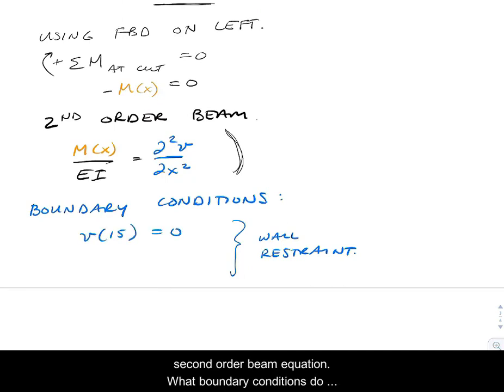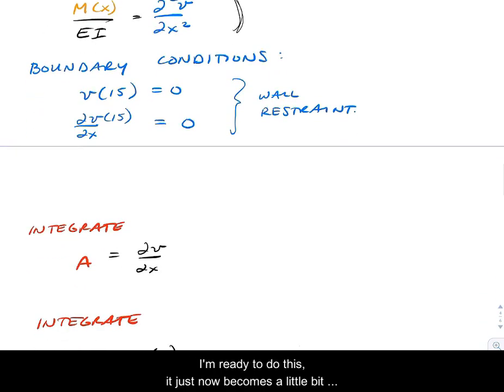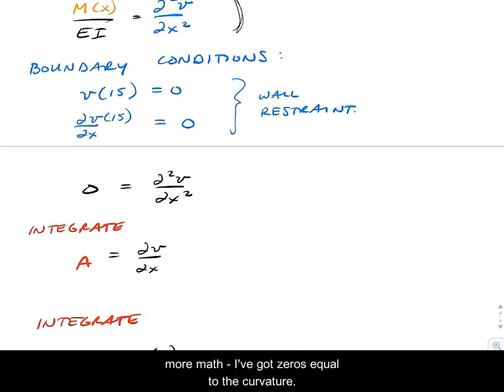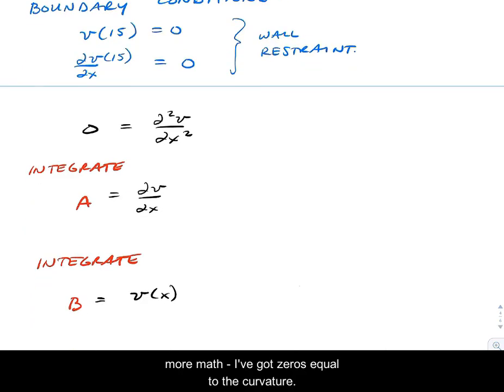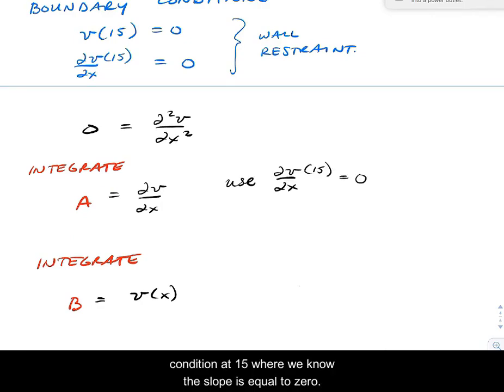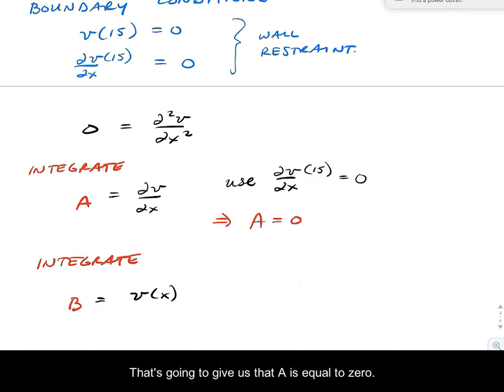So we're ready to get into our second order beam equation. What boundary conditions do we know? I know at the wall, I've got translational restraint, and I also have slope restraint. So I'm ready to do this. This just now becomes a little bit more mathy. I've got 0 is equal to the curvature. I'm going to integrate. We'll then use the boundary condition at 15, where we know the slope is equal to 0. That's going to give us that A is equal to 0.